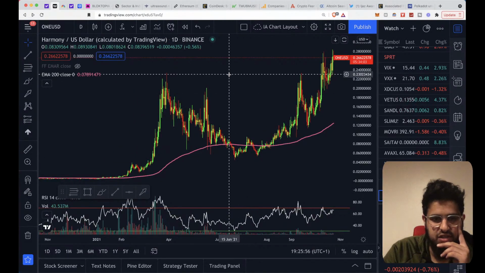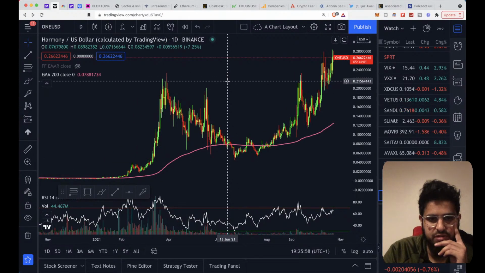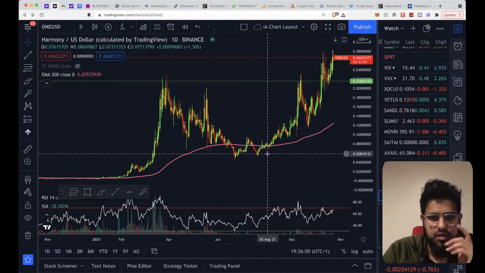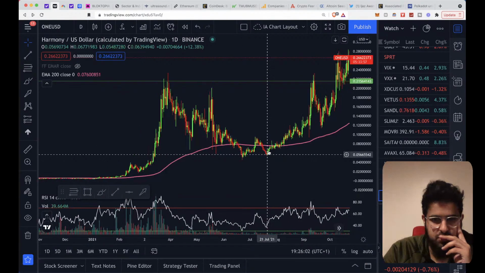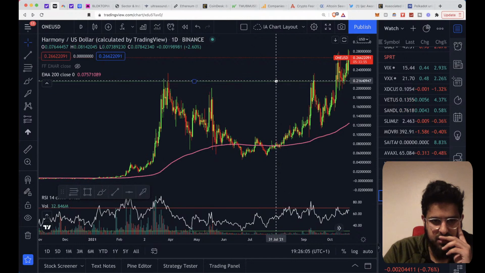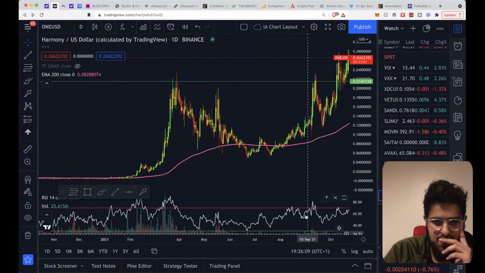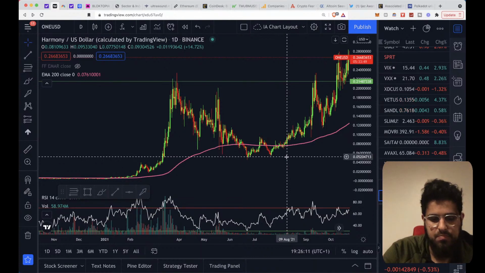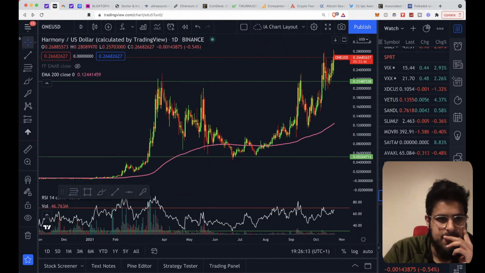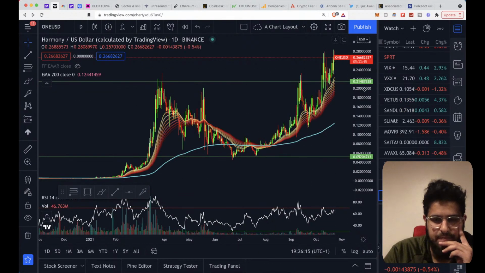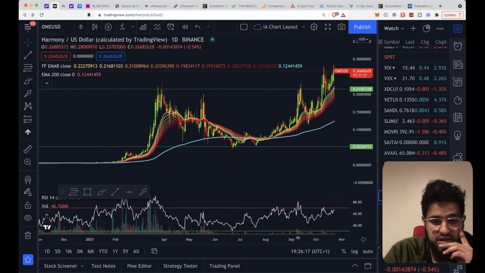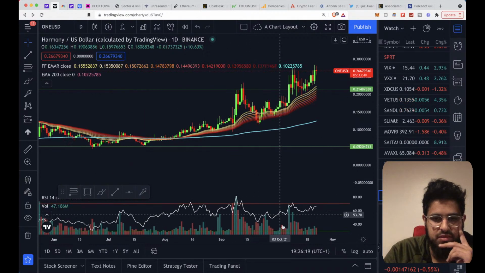Harmony's finally starting to move. I remember buying this a long time ago. It just wasn't moving. Got your resistance here at this kind of level in this block. Probably block another one in there. Okay, interesting one, Harmony. Nice uptrend, guys. Nice uptrend. Bullish momentum. All-time highs.